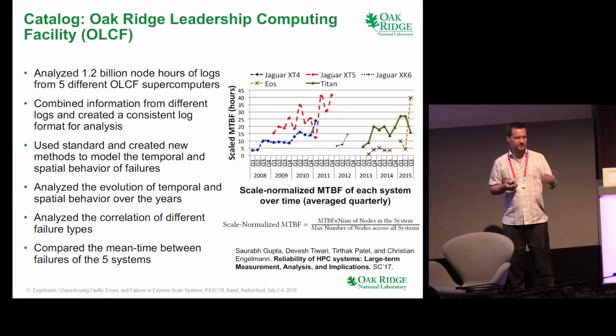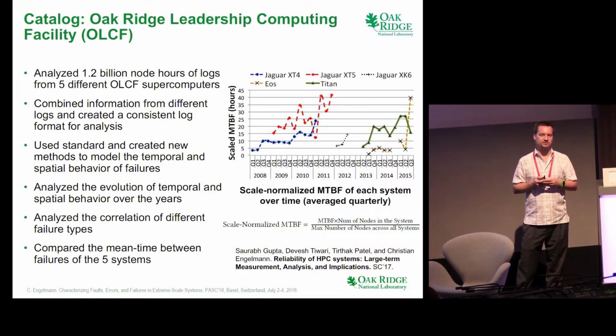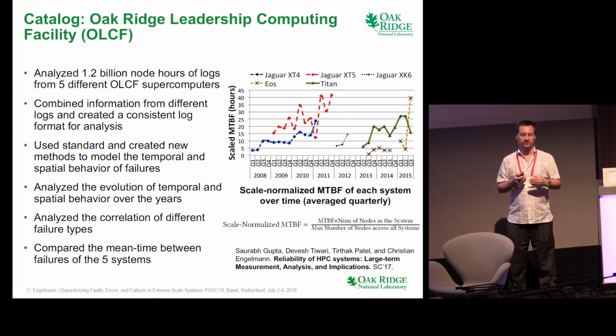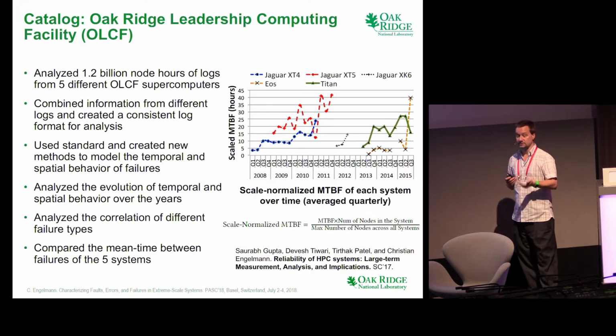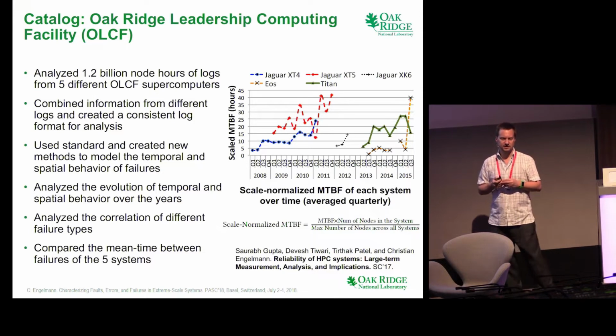So when we developed this fault taxonomy, we started looking at the various different systems we have at these 3 labs, and started analyzing these systems in terms of what information we see in the system logs and what we can make out of that. So at Oak Ridge, we analyzed 5 different generations of supercomputers over a period of 8 years, which is a total of something like 1.2 billion node hours of system logs.